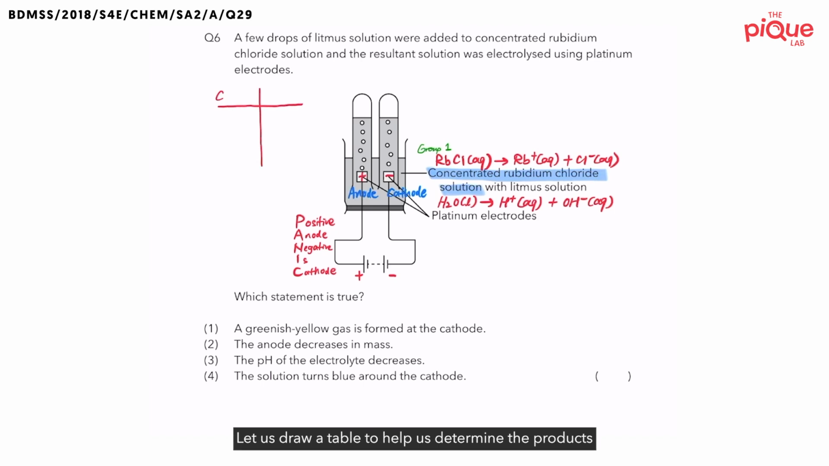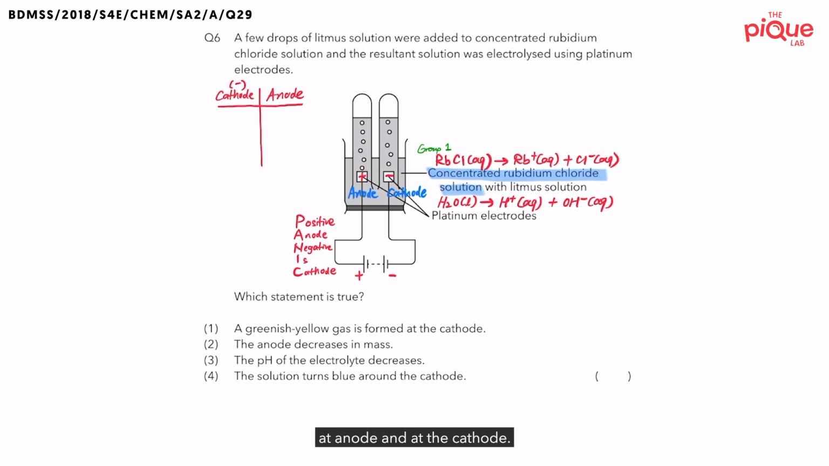Let us draw a table to help us determine the products at the anode and at the cathode. Do remember the cathode attracts cations, and in this solution we have two cations, Rb+ as well as H+ cations. So these two cations will migrate to the cathode. On the other hand, the anode attracts anions, and there are two anions in concentrated rubidium chloride solution. They are Cl- and OH- anions. So these two anions will migrate to the anode.